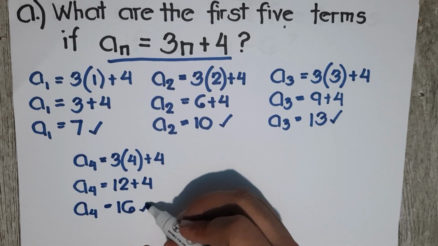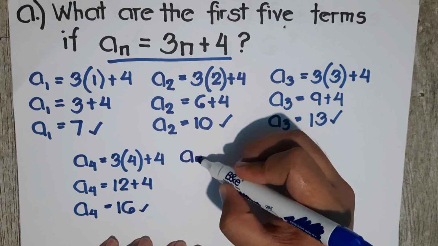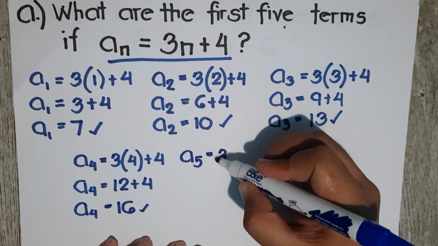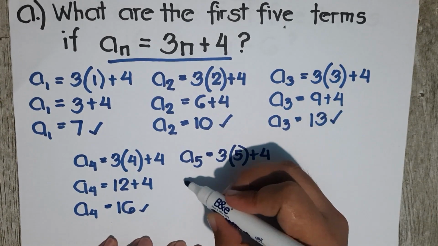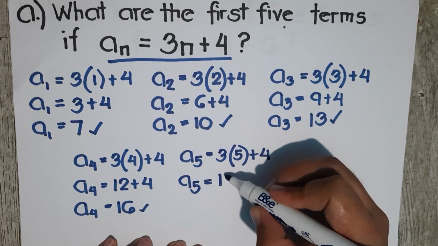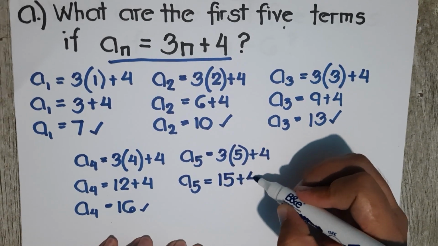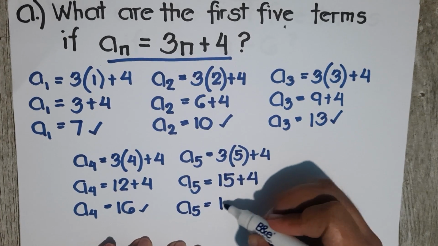And finally, a sub 5, because we're just looking for the five terms. So a sub 5 is equal to 3 times 5 plus 4. So a sub 5 is equal to 3 times 5 is equal to 15, plus 4. So a sub 5 is equal to 19.